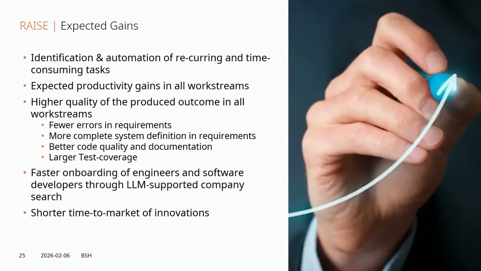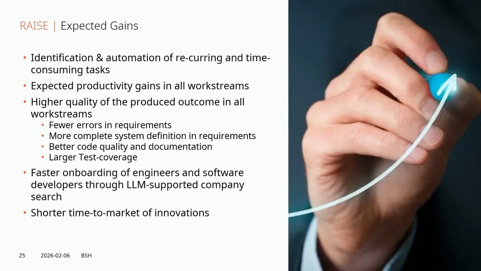What do we want to gain by that? I mentioned it before a bit. The overall goal is to increase our quality and our efficiency, to have a quicker time to market of our innovations. So we're looking at which individual tasks in our systems engineering process are time intensive and recurring. How can we identify those and automate them? And then also, how do we increase the quality of all of our work streams, of all of our systems engineering steps? For example, can we have fewer errors in our requirements?